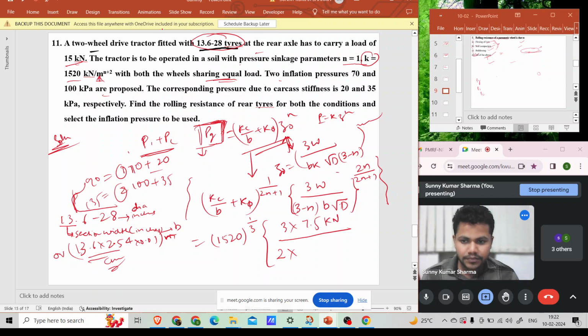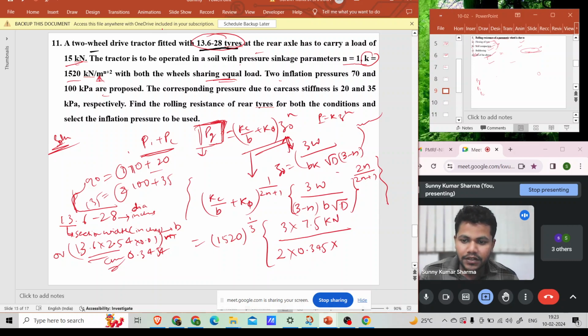Sivaraman. 13.6 into 0.0254, that is 0.345, 0.3454. It's section width.